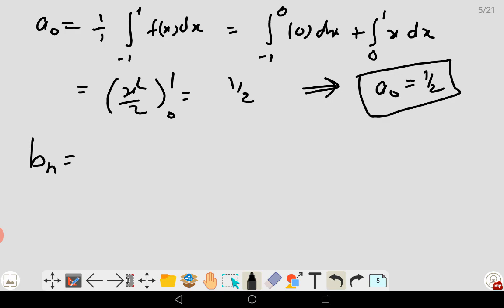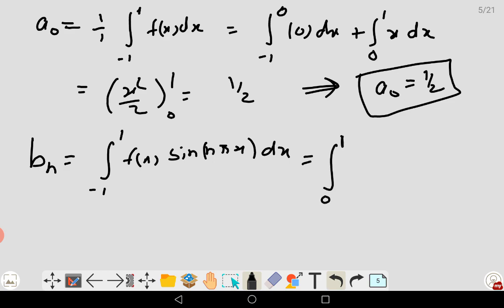Formula for bn, 1 over p, 1 over 1, so integral from negative 1 to 1 of f of x sin n pi x over 1 dx. P is 1, isn't it? Remember it. So what is it? From the first interval it is 0, the second interval is 0 to 1. First interval minus 1 to 0, the function is 0, so everything is 0, leave it. 0 to 1, f of x is x, sine n pi x dx.